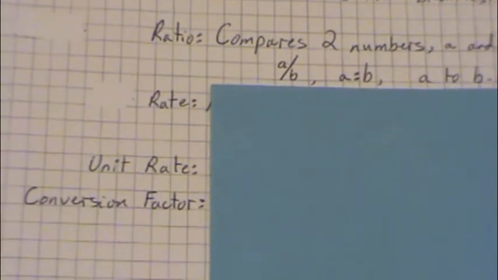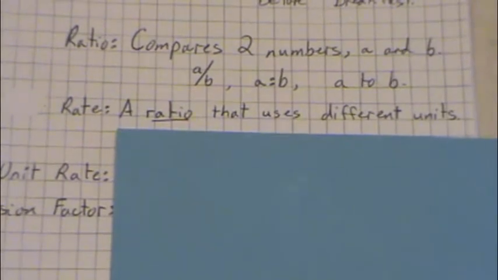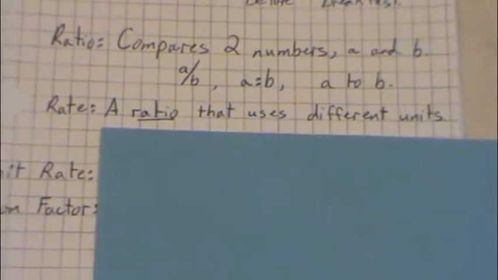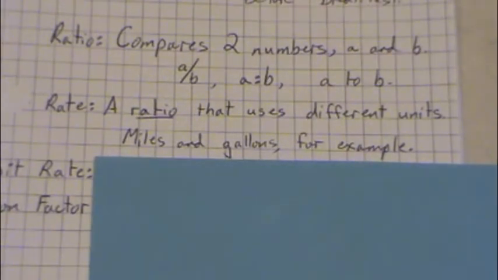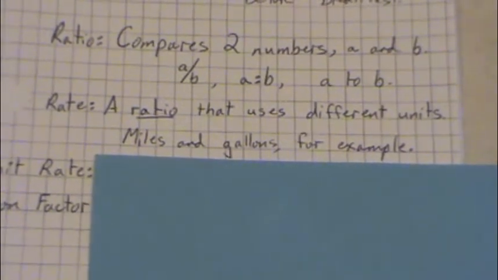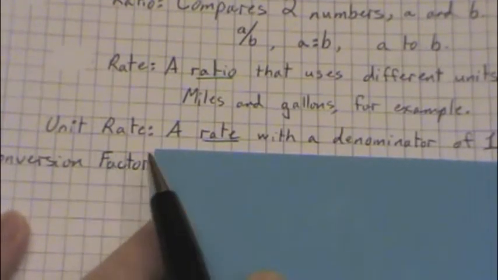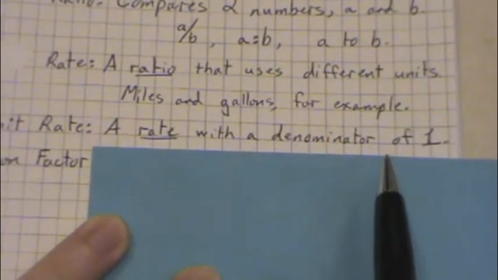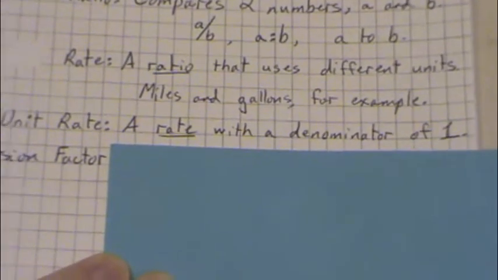Your next word is rate. The rate is a particular kind of ratio that uses different units. For example, a ratio that compares miles and gallons. A unit rate is a rate with a denominator of 1. You'll get more clarity on that when we do problem 1.